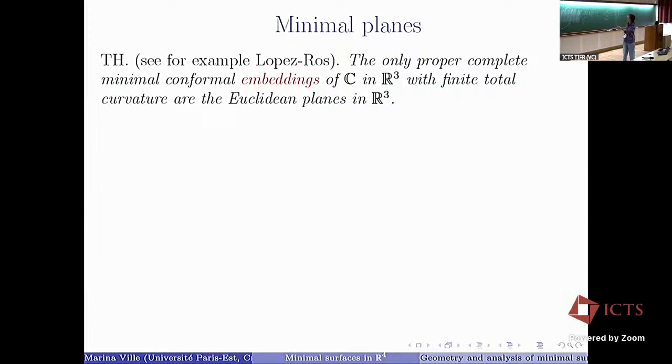If we take a proper, complete, minimal conformal embedding of C into R3 with finite total curvature. So all these assumptions are valid throughout my talk. It takes two lines to state them, but those are the objects I'm looking at during the whole hour. So you only have the Euclidean planes.